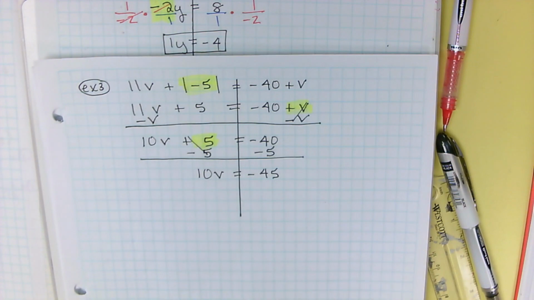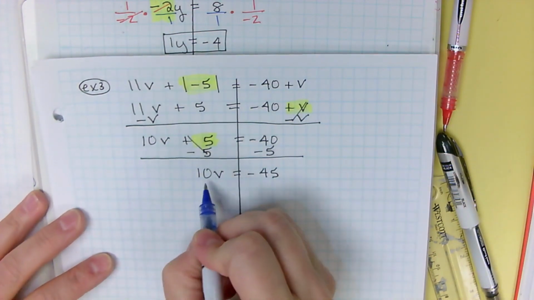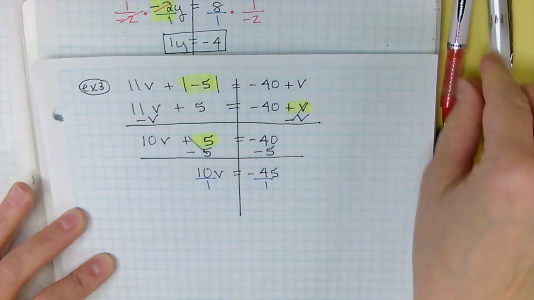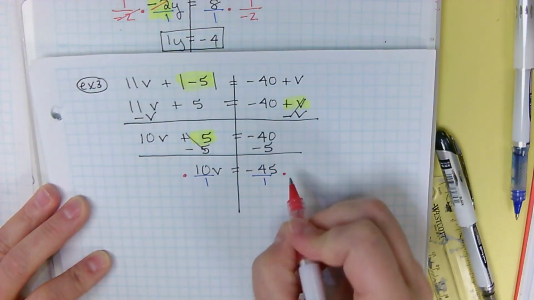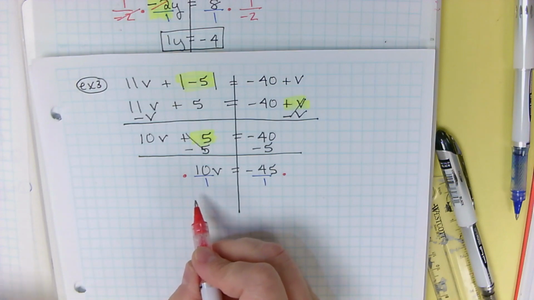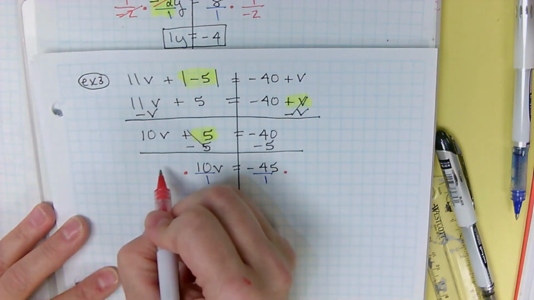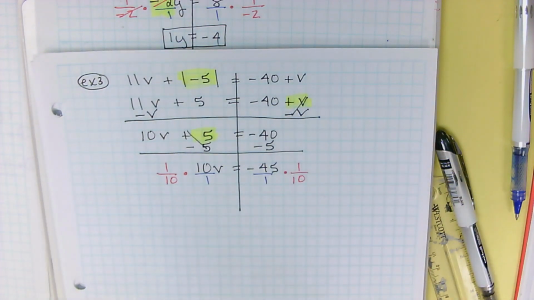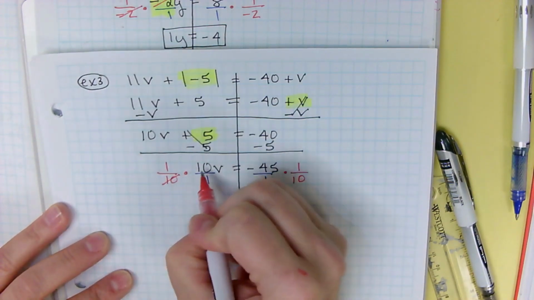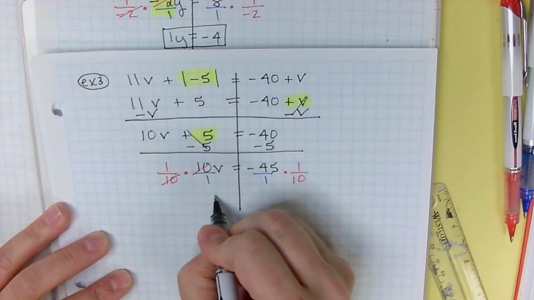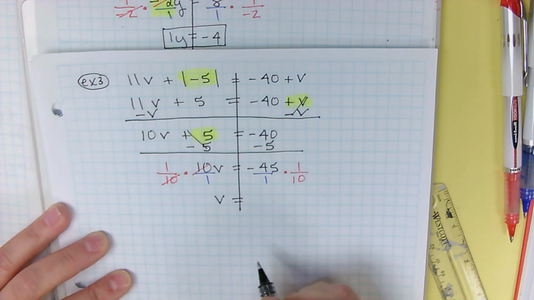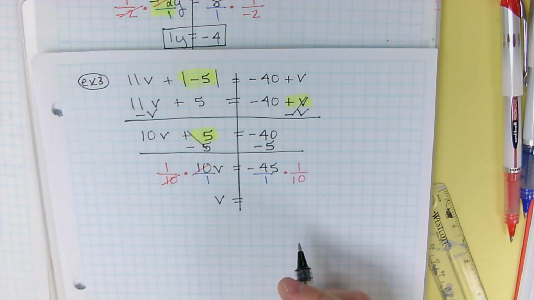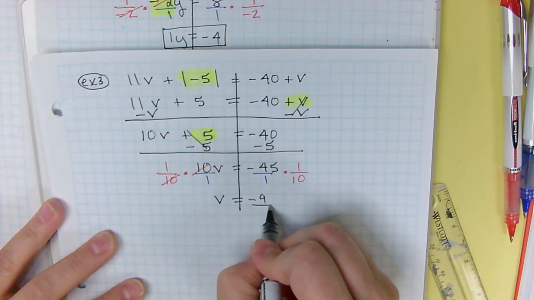Right, we are on step 3. Multiply by the reciprocal to get the v alone. So put these over their invisible ones. And I need to get the 10 off of the v. So I'm going to multiply by the reciprocal, which is 1 over 10 on both sides. When you multiply something by its reciprocal, it cancels to a 1. So now I have a 1v equals, and I have -45 over 10, which reduces to -9/2.